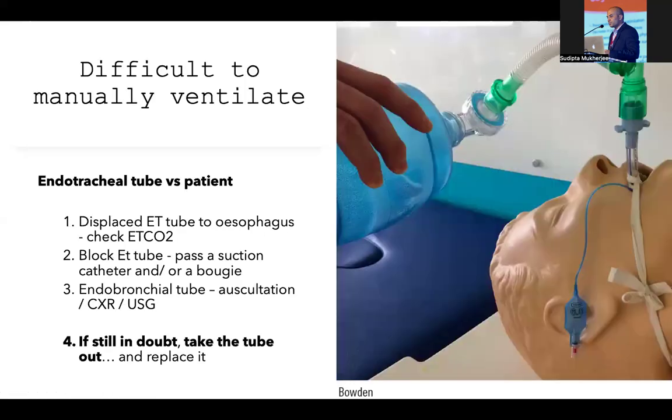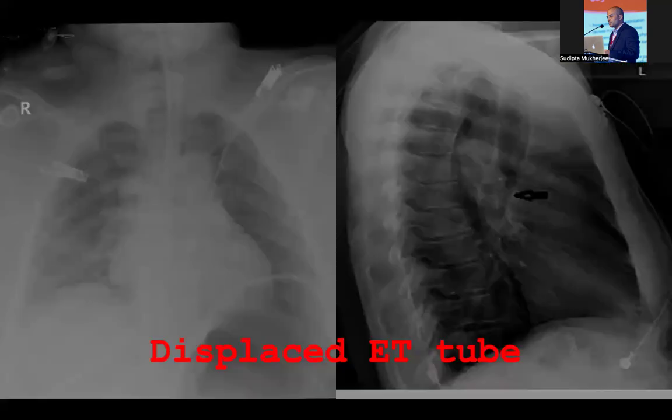Now, on the other hand, if the patient becomes difficult to ventilate, then you have to identify whether the problem is at the endotracheal tube level or at the patient level. If the tube gets dislodged and goes to the esophagus, we have to check for EtCO2. The tube can be blocked. To confirm it, we have to pass a suction catheter or a bougie through it and watch for resistance. There can be endobronchial intubation, which can be identified with auscultation, chest X-ray or ultrasound. And even if after all this intervention you have doubt, the standard recommendation is to remove the tube and put it again with a new one.